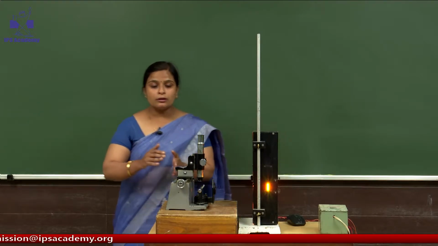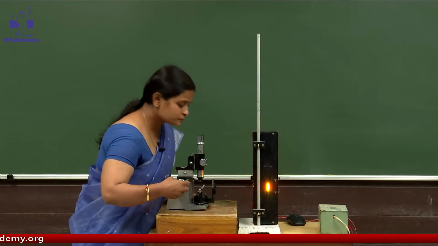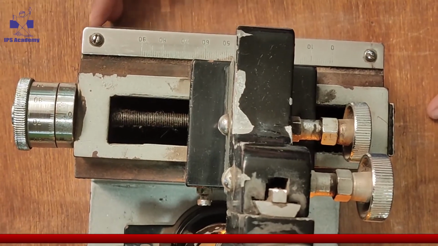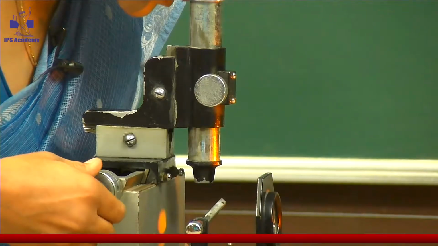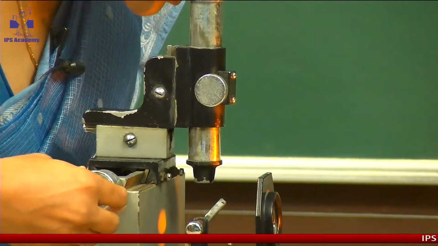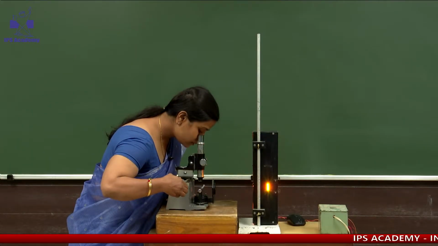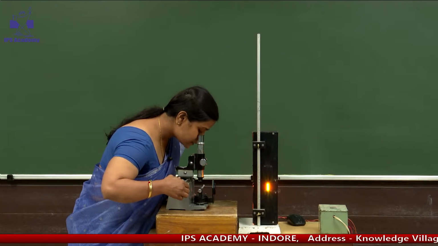Okay. Now I am explaining how to take the reading on the right hand side. So now rotate in anti-clockwise direction. Rotate the circular scale in anti-clockwise direction, and check when this cross wire will coincide with the fifth ring on the right hand side. Now it is set on the fifth ring of the right hand side.